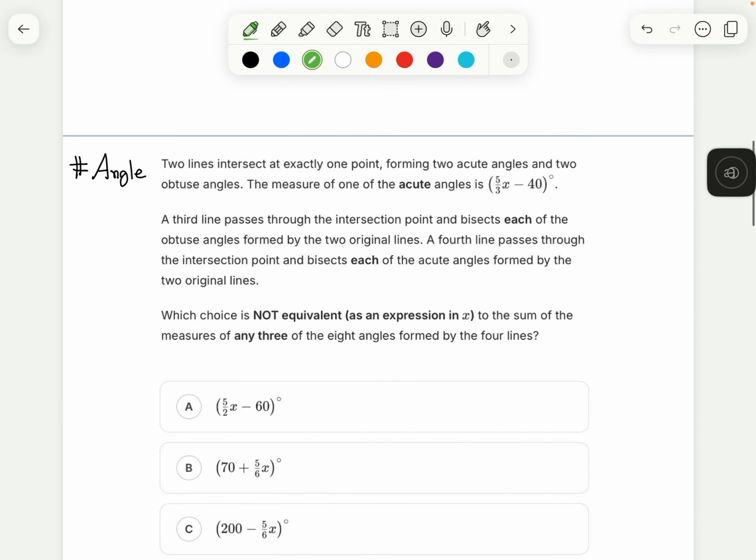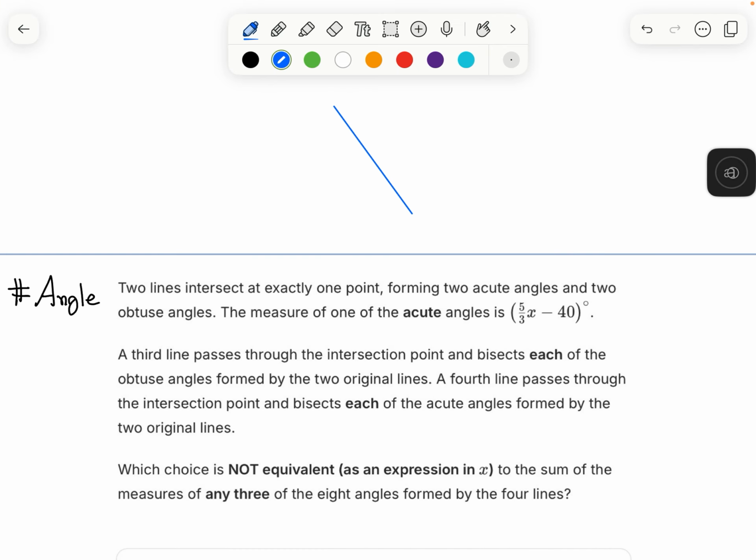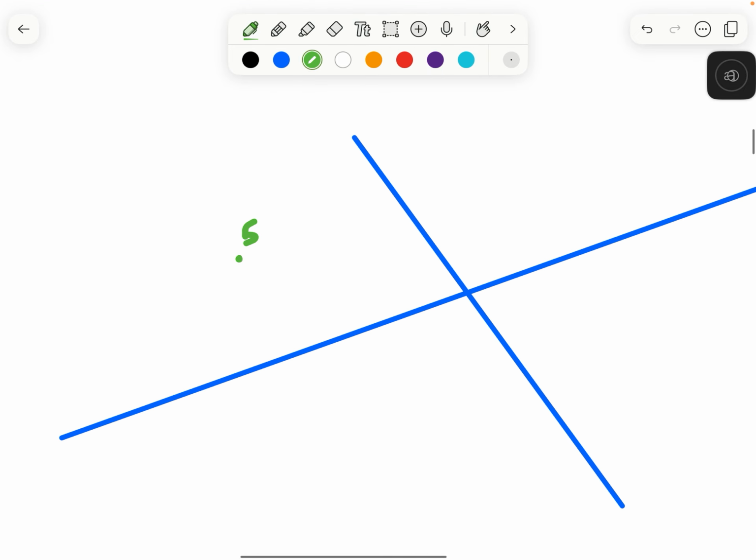Okay, so we have two lines here that intersect exactly at one point. They form two acute angles and two obtuse angles. So with these questions, your main priority, right away, is to draw a diagram as you read the question. So once again, we have these two lines that intersect at one point. The acute angle here is given as 5/3 x minus 40. So let's write that down. Once again, the acute angle is the given amount.